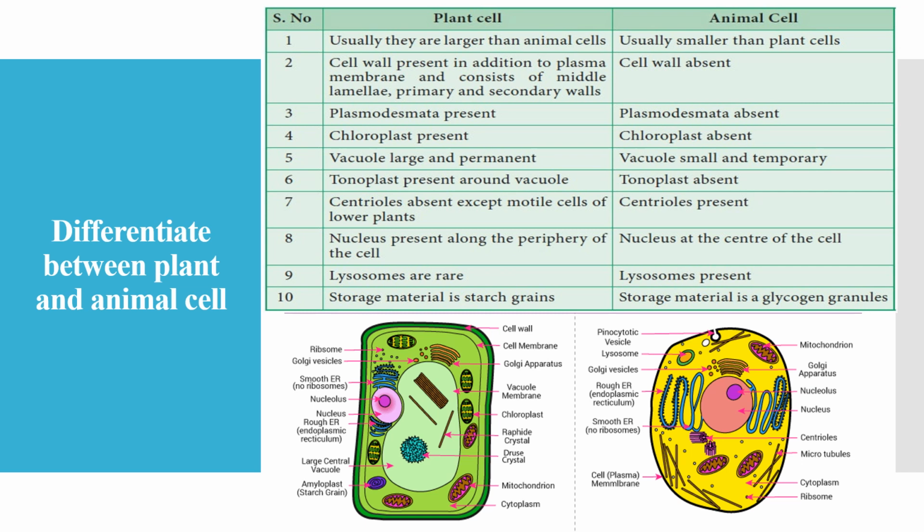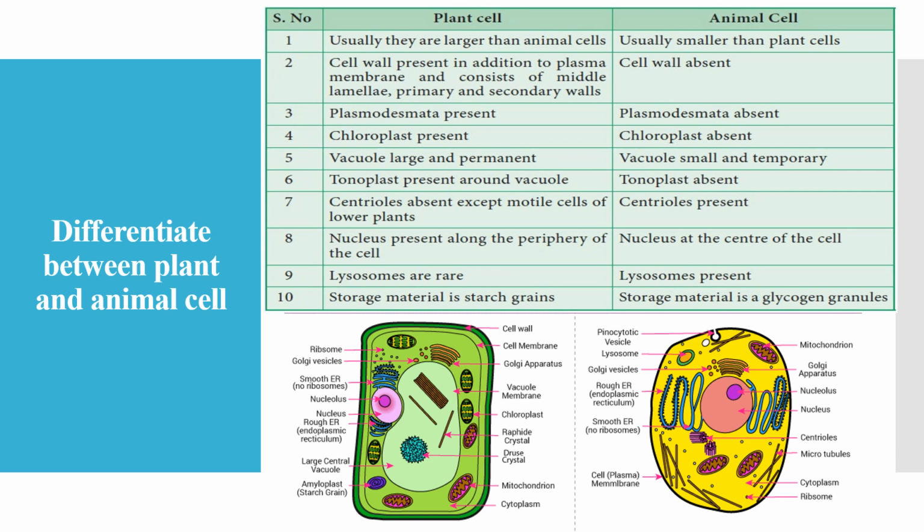So here, the first point is that plant cells are usually larger than animal cells, and animal cells are usually smaller than plant cells. So the first differentiating point is that plant cell is large in size and animal cell is small in size. Number two, cell wall is present in addition to plasma membrane and consists of middle lamella, primary and secondary wall.